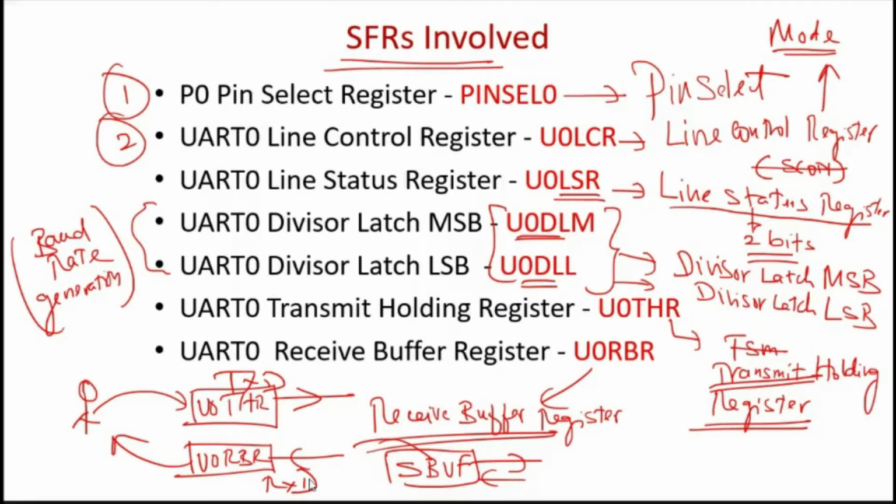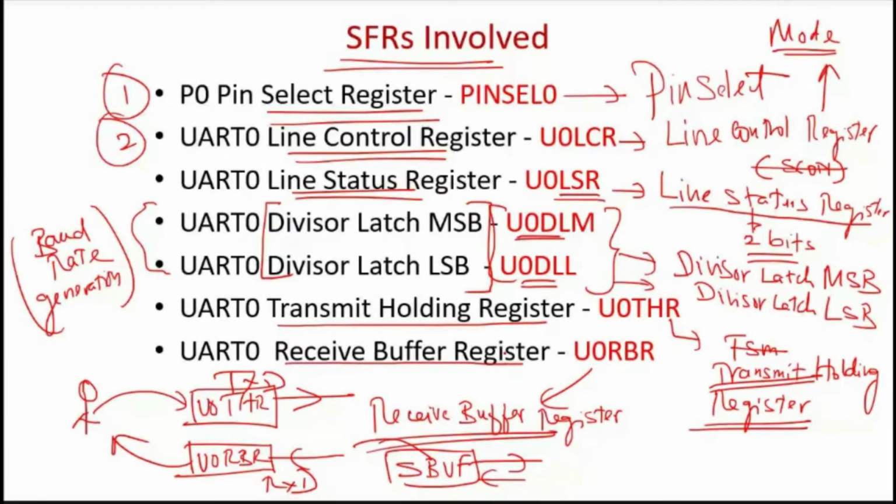So what are the important SFRs? How do I configure the pins for serial communication? That is pin select. How do I make LPC 2148 serial communication into 8-bit UART and configure that? Line control register. How do I know whether the transmit is complete and receive is accomplished? Line status register. Divisor latch MSB, divisor latch LSB, both of them are used for baud rate generation. One exclusive register for transmitting data, transmit holding register. One exclusive register for receiving data, receive buffer register.